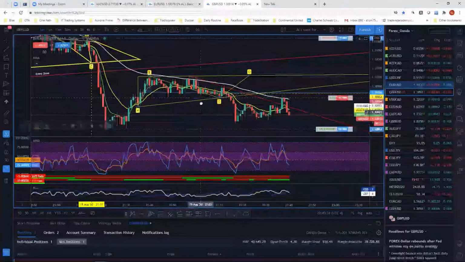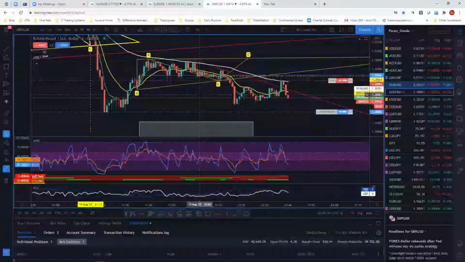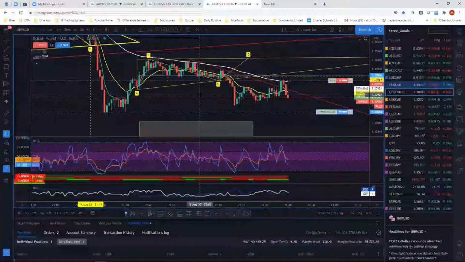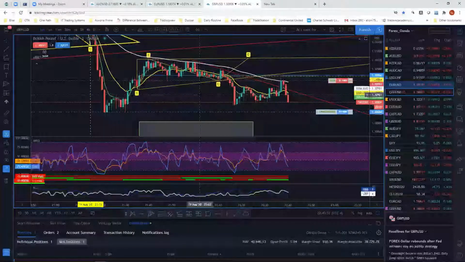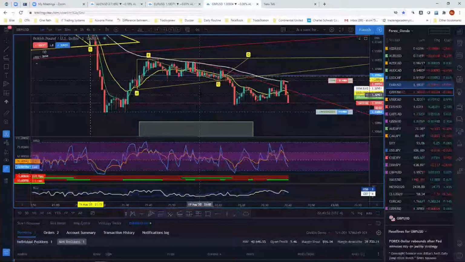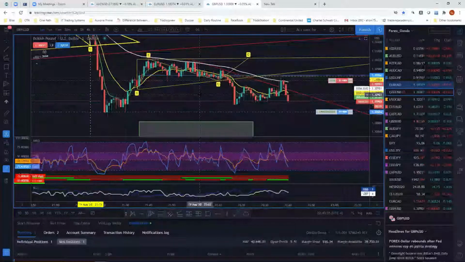But what I'm getting is that, from my understanding, the 63 tells you the trend in which the market is going. So if it's under, it's a downtrend. When it goes over the line, it's an uptrend, right? Correct. And then the smaller ones tell you if it's going up or down.